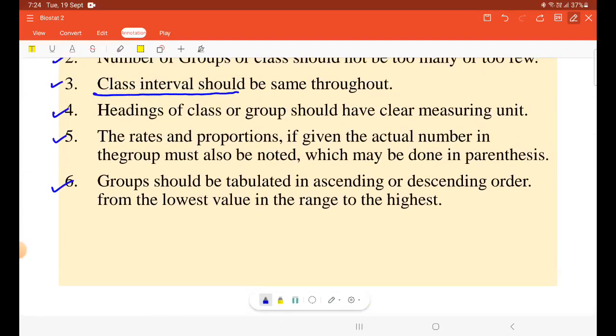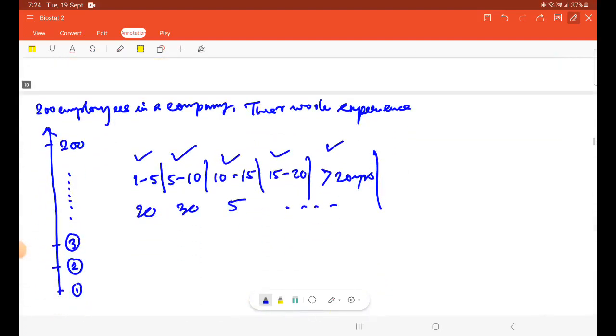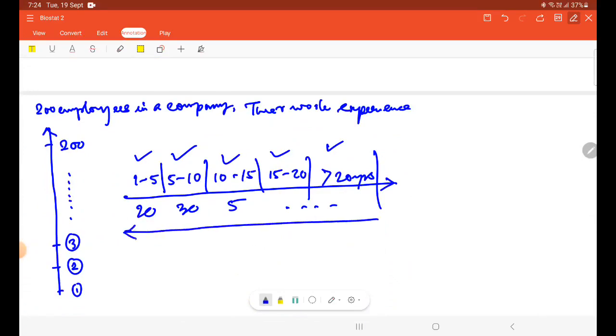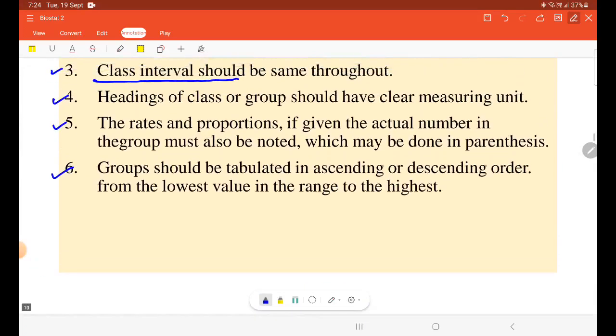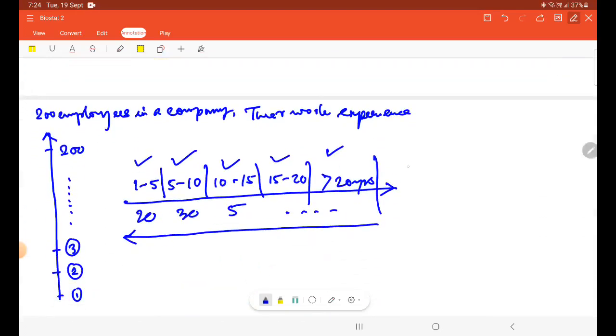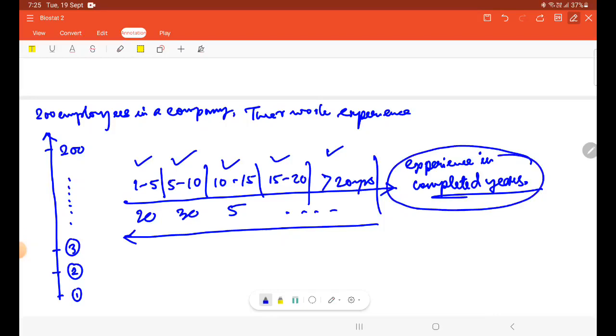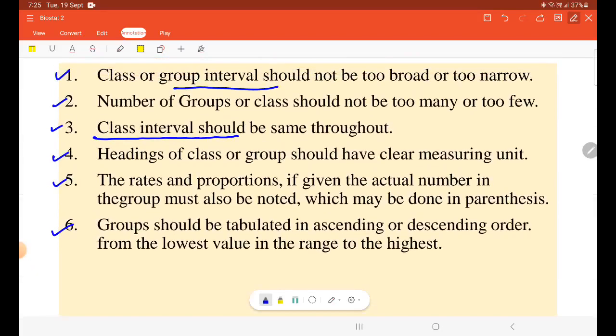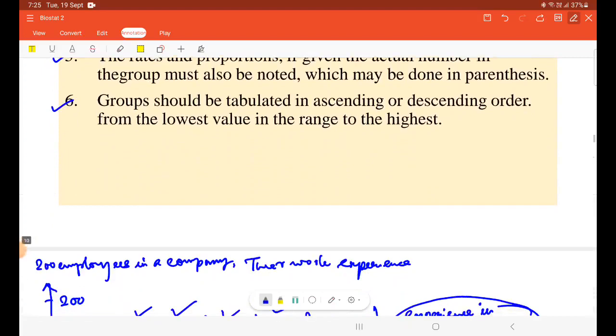And also, the groups can be tabulated in ascending order or can be tabulated in descending order, right? So that is how. And they are clear units. Say experience in years, experience in completed years. This is some sort of uniform and clear unit of expressing their experience. Tabulated in ascending and descending order.